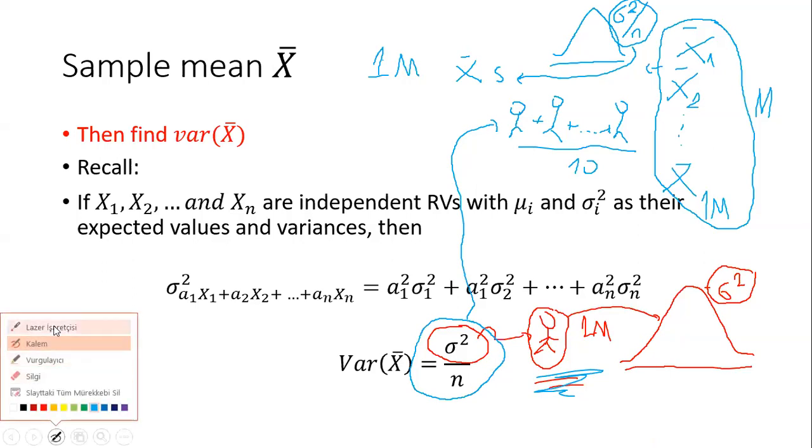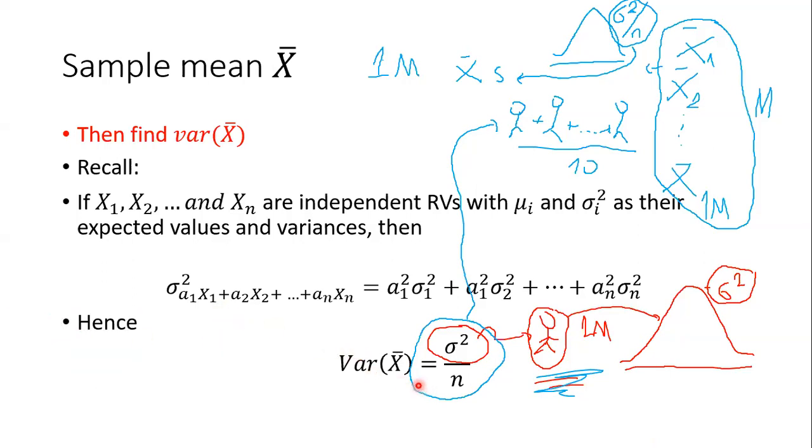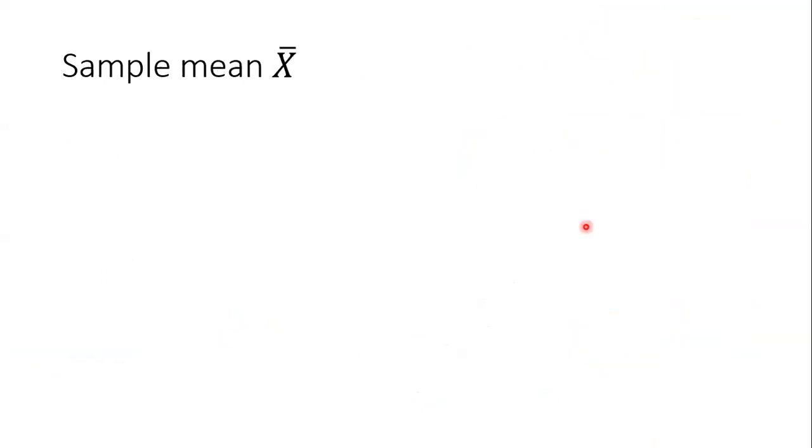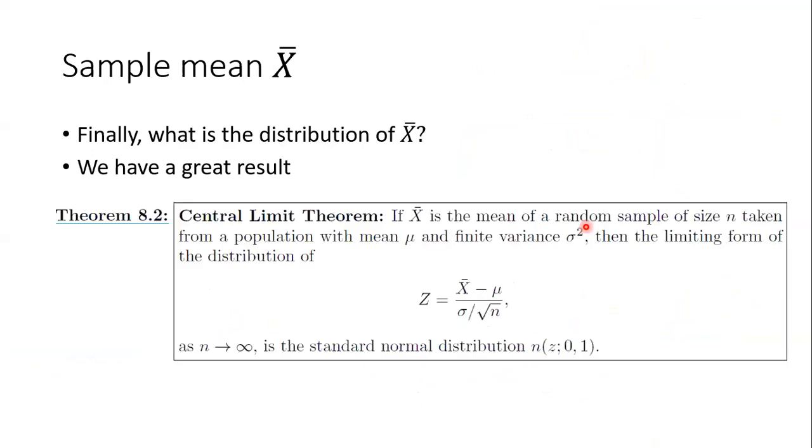Now, the variance of x bar is sigma square over n. Its expected value is mu, that's fine. Well, what is the distribution of x bar? We have a great result. The name of the great result is the central limit theorem. Remember, we say that x bar's mean is mu, and its variance is sigma square divided by n.